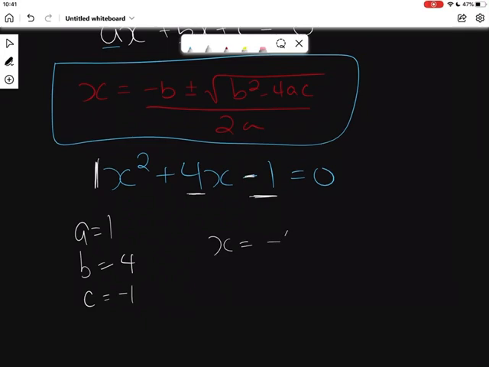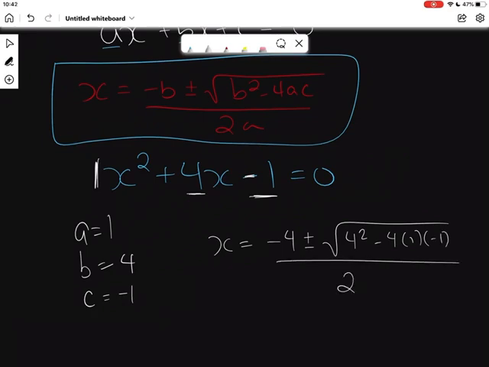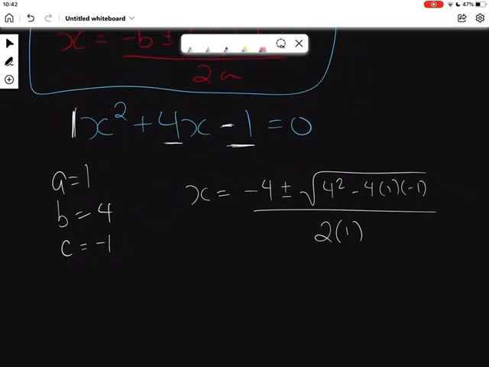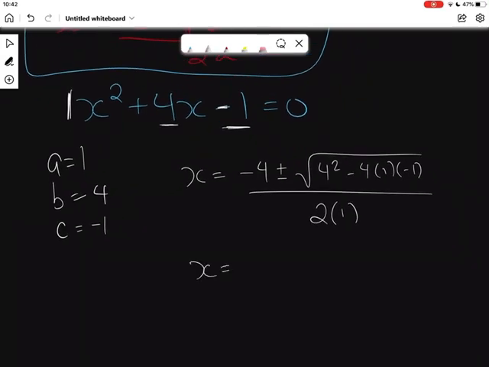So x will equal negative b. b is 4, so I'll have negative 4 plus or minus. Then I've got b squared, and in this case it's 4, so I'll have 4 squared. Minus, then it says 4 times a times c. Well, that's going to be 4 times 1 times negative 1, over 2 times a, which is also just 1. So now I've got x equals negative 4 plus or minus. I'm going to just work out what's happening underneath the radicand here. This is going to be 16.